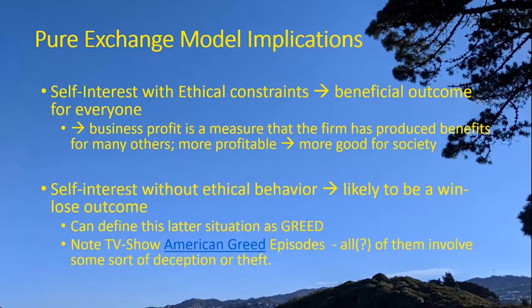Self-interest with ethical constraints implies beneficial outcomes for everyone. Business profit, then, when businesses make money under these constraints, is a good measure of the benefits that are actually being produced for other people. In this context, and under these assumptions, profits are good, and it means that those businesses are doing well by society.